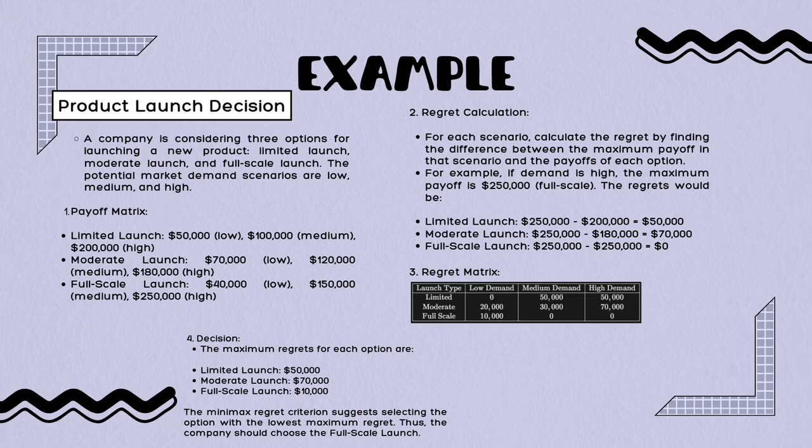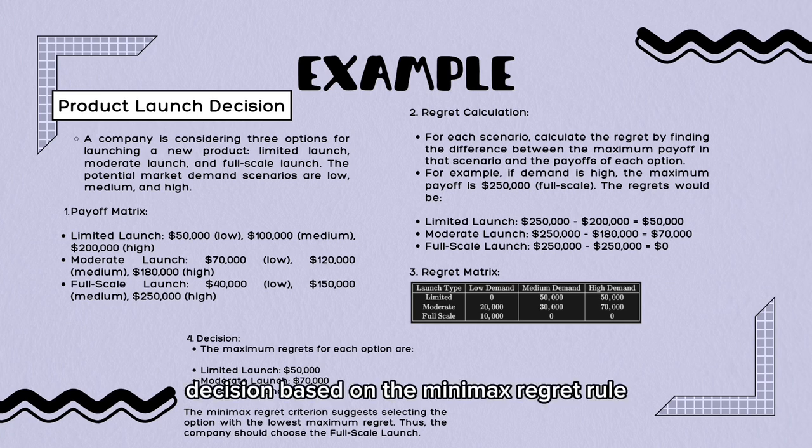Select the option with the lowest maximum regret. In this case, the full-scale launch has the smallest maximum regret of 10,000. Decision. Based on the Minimax regret rule, the company should choose the full-scale launch.